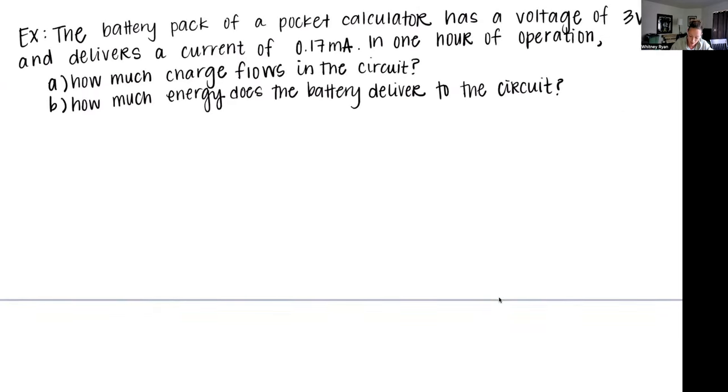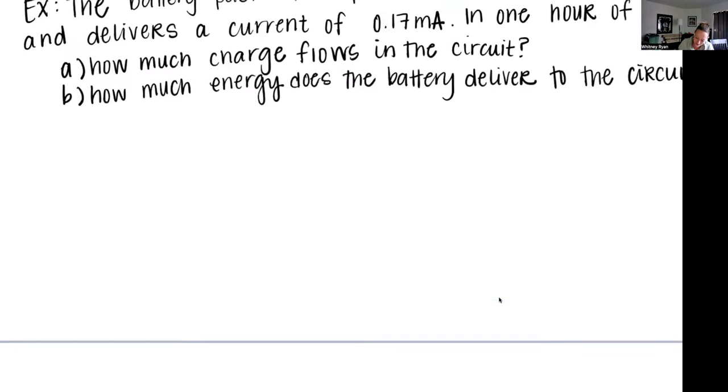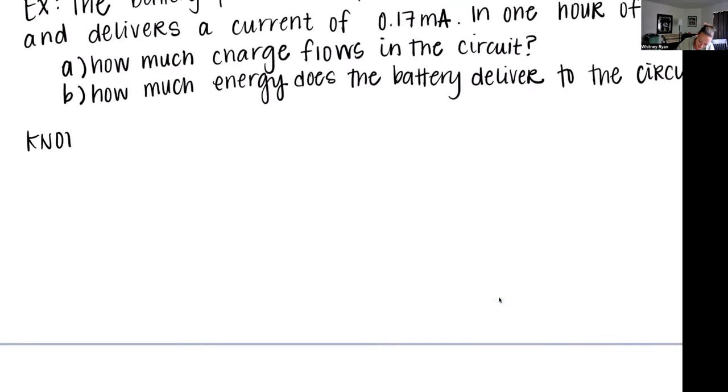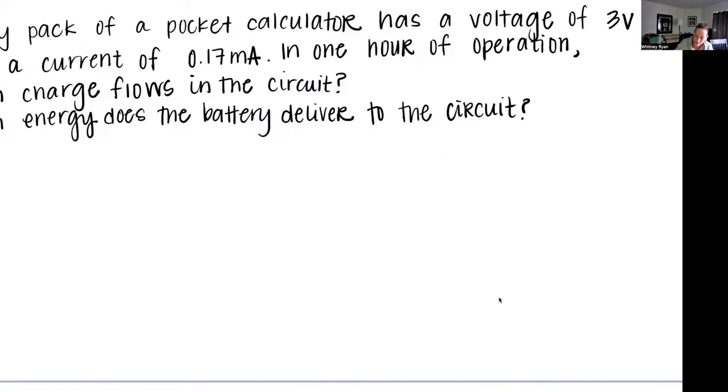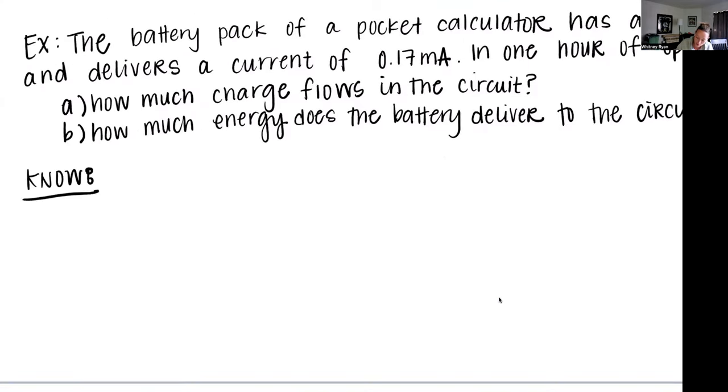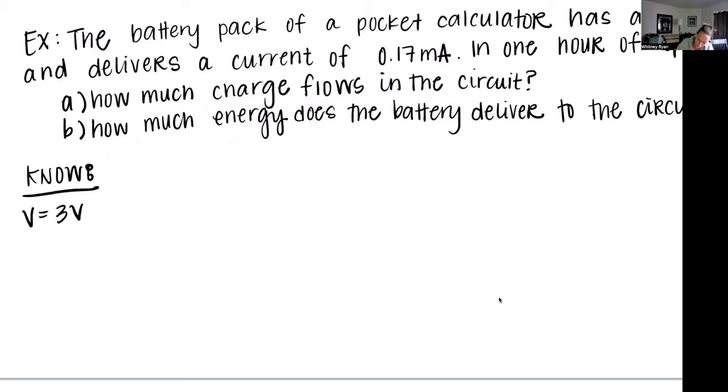Right, so there's our problem. The battery pack of a pocket calculator has a voltage of 3 volts and delivers a current of that. In 1 hour of operation, how much charge flows, and how much energy does the battery deliver to the circuit? There's not really a picture here because right now we don't know how to draw circuits. So let's just list our knowns. What do I know? The first piece of information is that I have a voltage of 3 volts. So V equals 3 volts. Voltage, potential, all that, same thing.